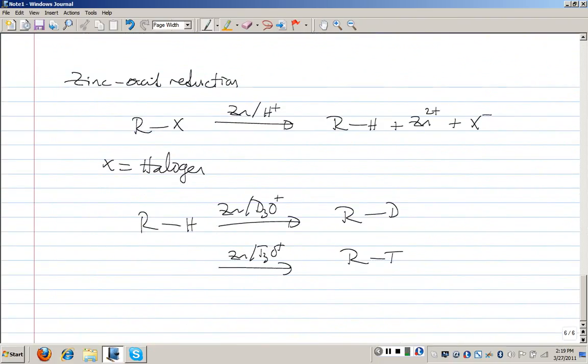So in general, I can introduce labels either from R minus and say D2O, to make RD, or I can treat RCl or RBr with zinc and D3O+. And both of these are ways of generating RD. We'll see in a while that there's a way of converting RCl into R minus and then doing chemistry.